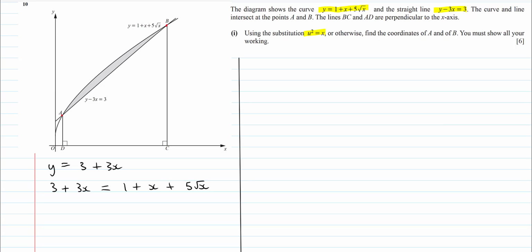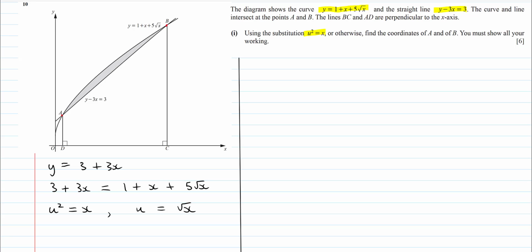So now we're going to make use of that substitution. u squared is equal to x, which means u is equal to the square root of x. We're just going to take the positive square root of x because we're trying to find those coordinates A and B, and as we can see from the diagram, they are both greater than 0. So we just need the positive square root of x.